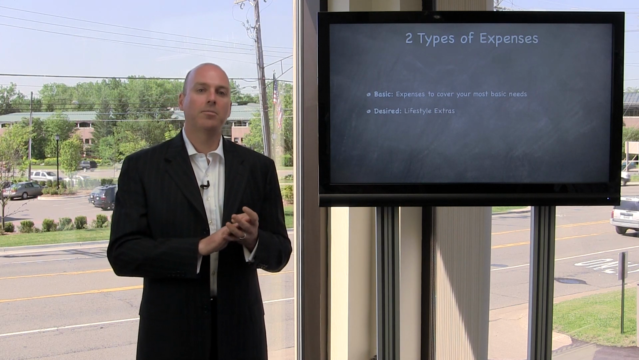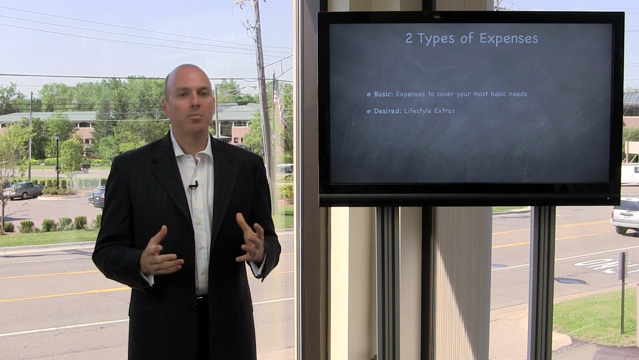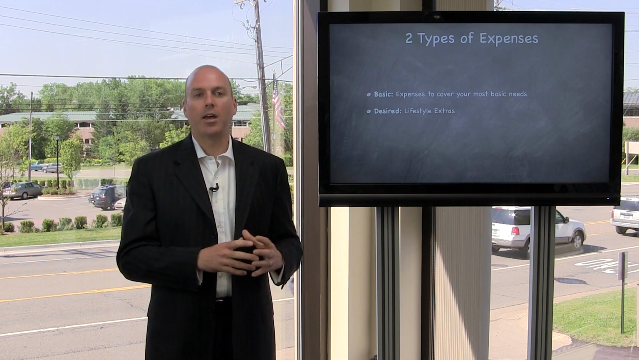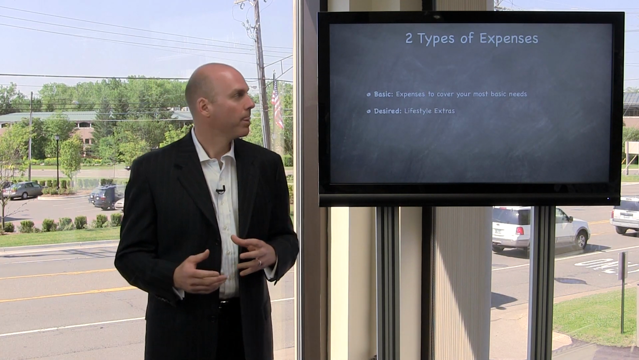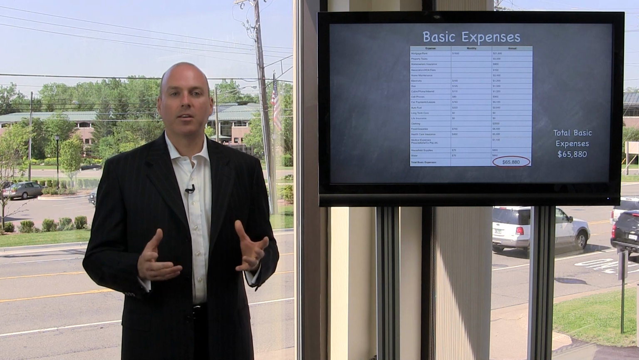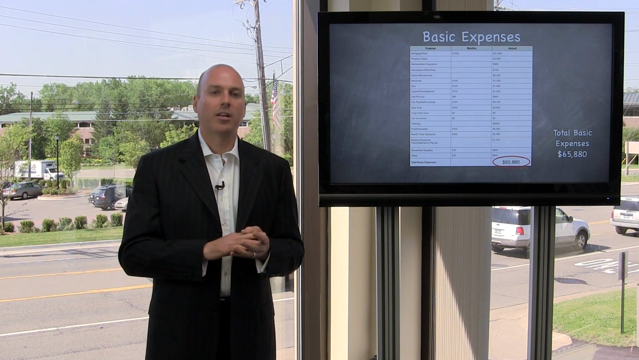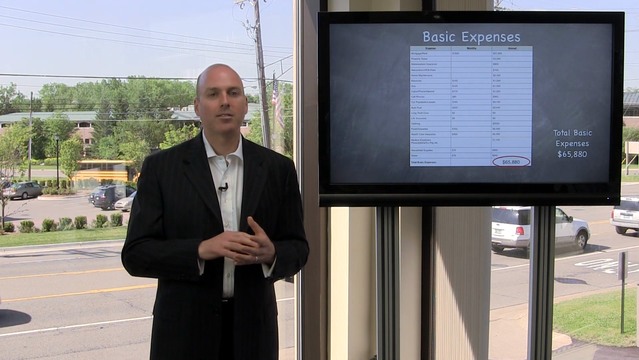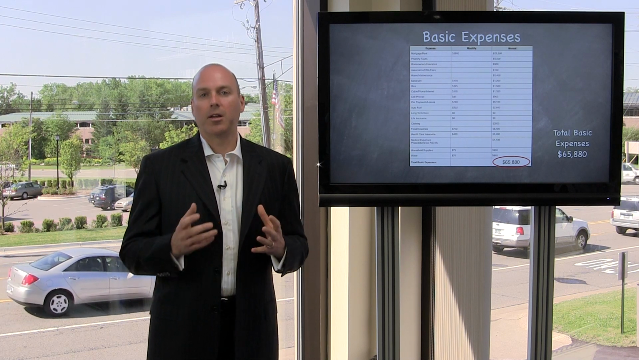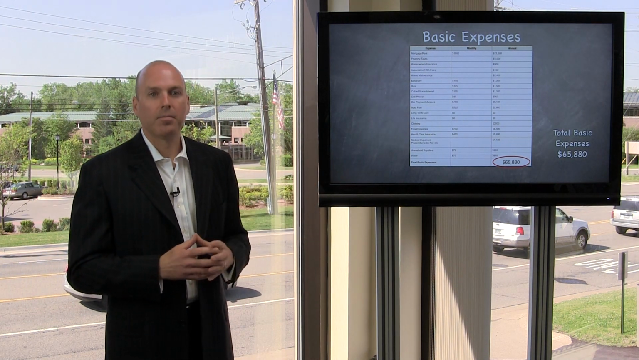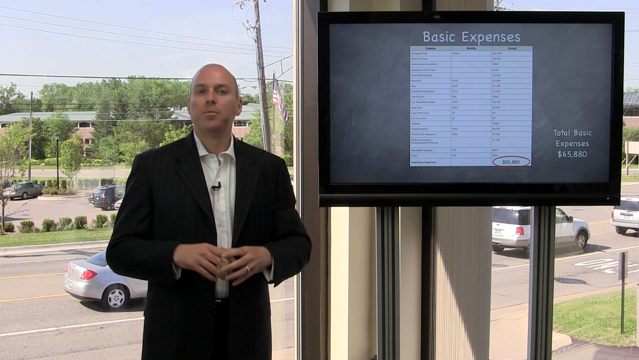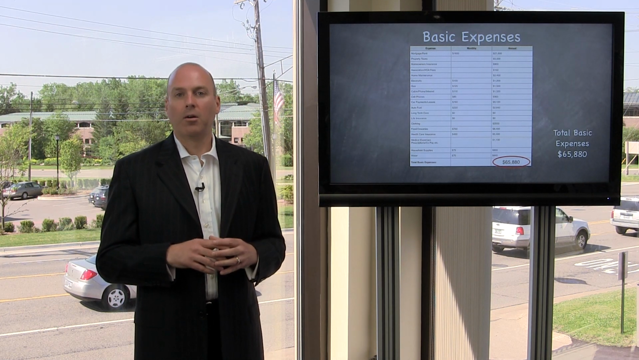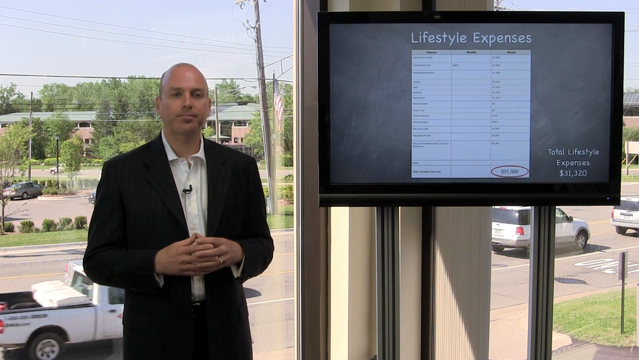Okay, let's look at some expenses. Now there's 2 basic types of expenses. Your basic expenses to cover all your essential living needs and desired or lifestyle expenses to cover all the extras. Let's look at John and Sally's basic expenses. These are essential expenses like mortgage payments, property taxes, utilities, food, and medical expenses. For John and Sally, these expenses total $65,880. Don't worry if your expenses are a little higher, a little lower. This is just an example.